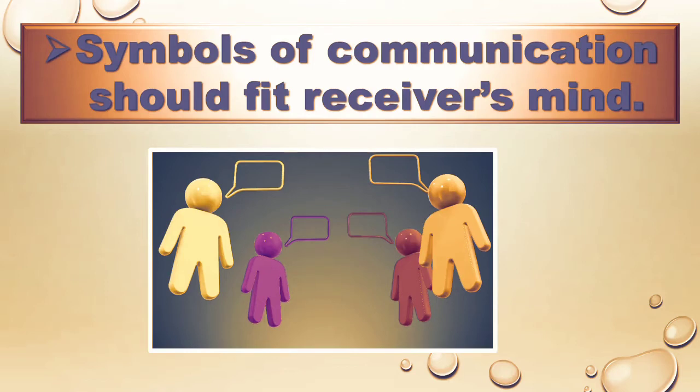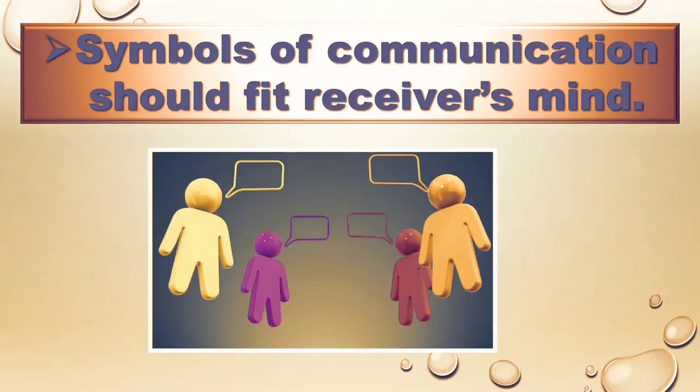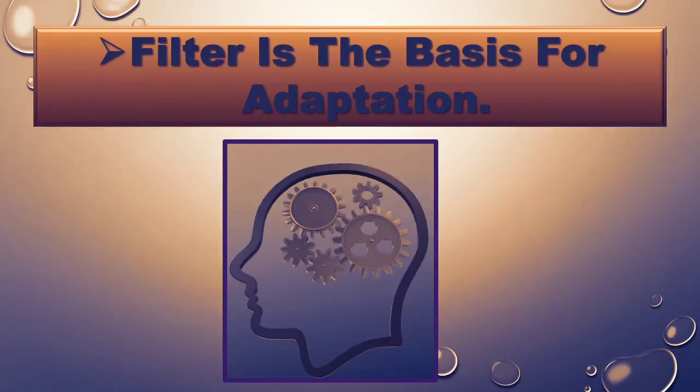Our first principle is that symbols of communication should fit the receiver's mind. The receiver's mind is full of language and symbols that are shaped by his culture and level of education. Our next principle is that filter is the basis for adaptation. That's why we are to use the language that exactly matches the filter of the receiver.